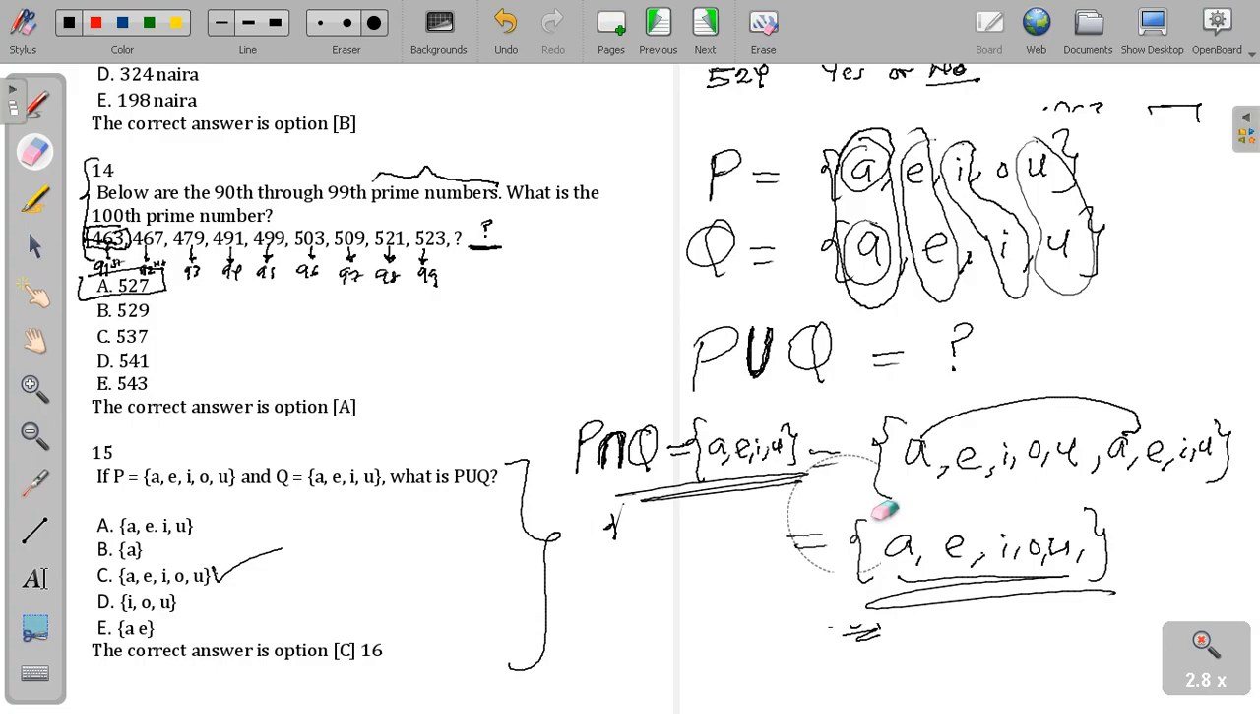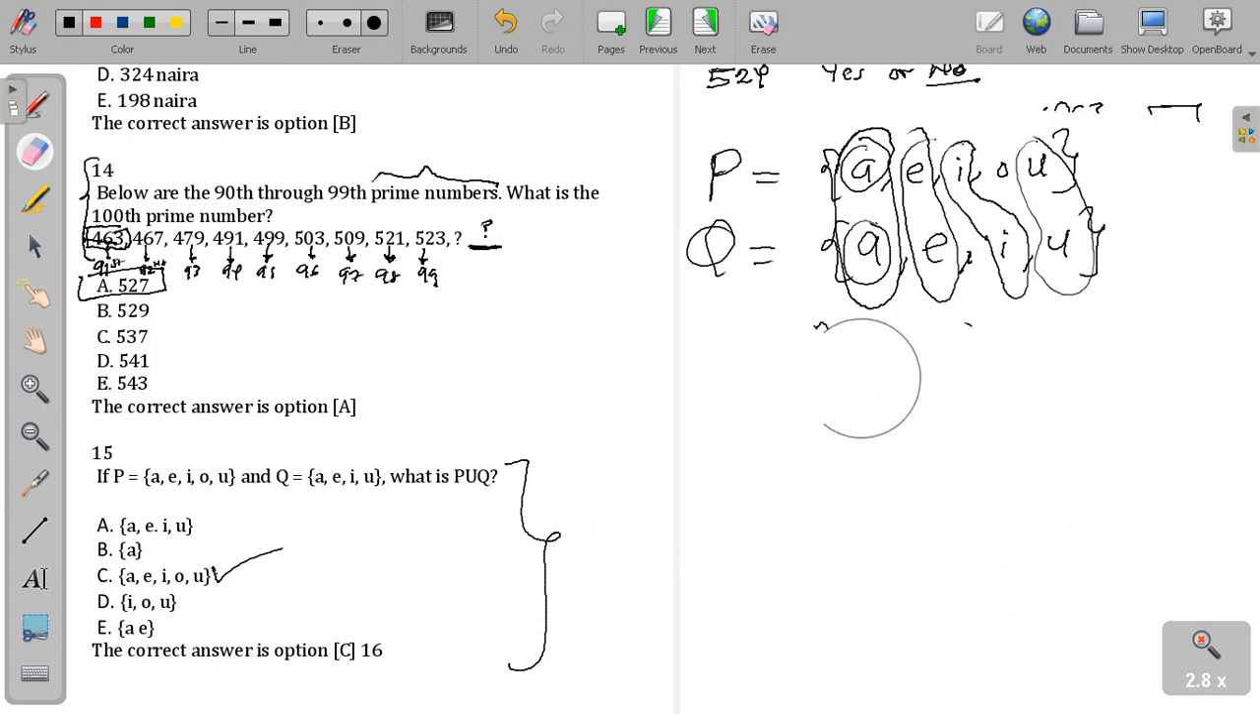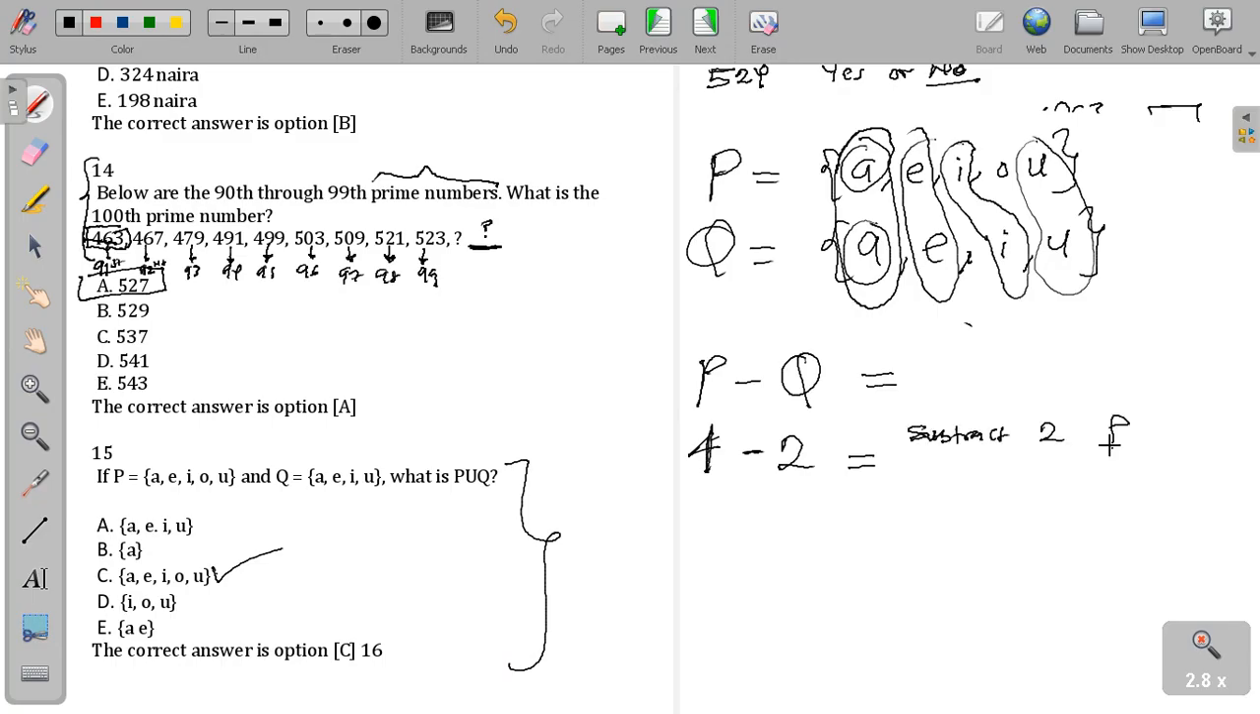Now let me quickly use that opportunity to add more to this. Sometimes you might not see P union Q. What of P minus Q? What does P minus Q mean? We call this set difference. To look for P minus Q, let me use an example. If I write 4 minus 2, and I want you to interpret this using English words, then I can say subtract 2 from 4. That's what it means.